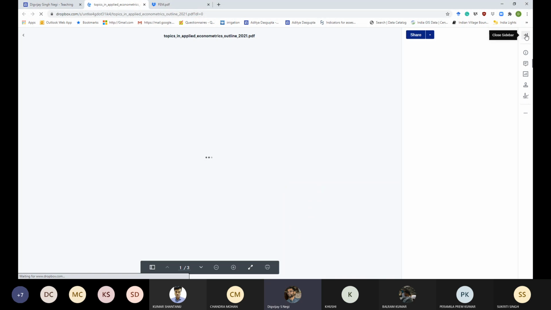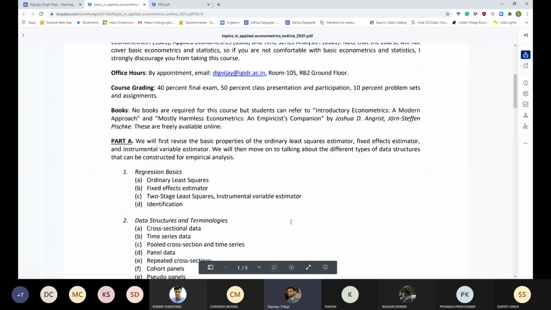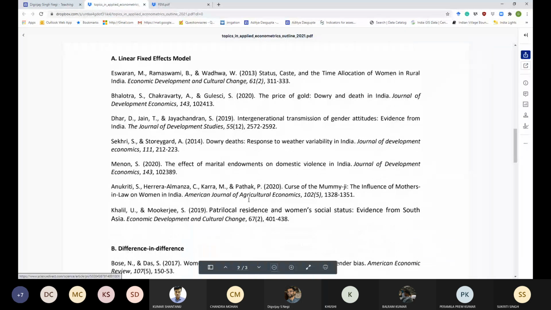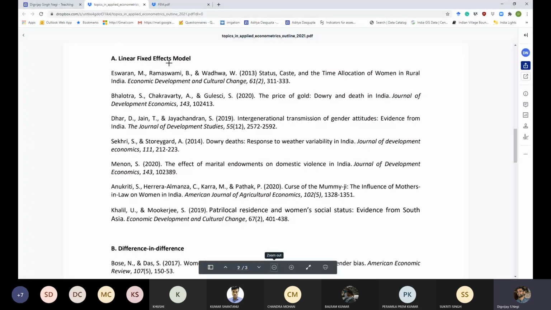If you have gone through the course outline, there I have a list of papers. We have all these papers which we have to go through. Let me see whether you can see this. So what I'll do is each group will be assigned one of these papers, and then you have to read that paper, prepare a set of slides, and then present it.